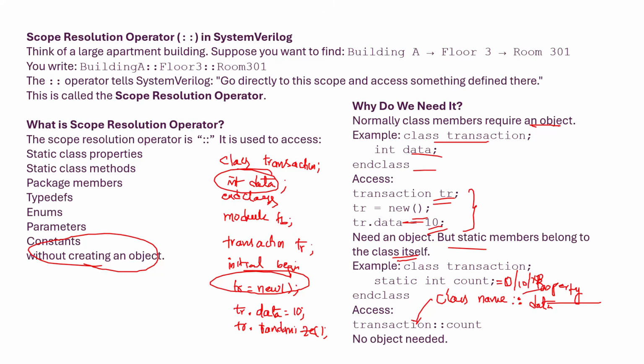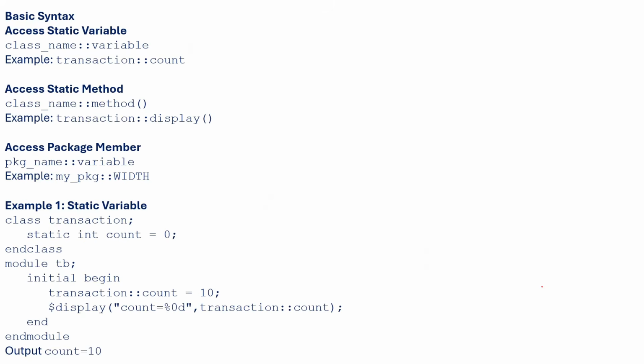Then I don't want that value in my TB. You need to override that. By using scope resolution, I can override that, and whatever value you want to add, you can add in your TB. So what is the basic syntax? Class name, scope resolution operator, and then value or variable or method you need to call. That is the basic syntax for the scope resolution operator.